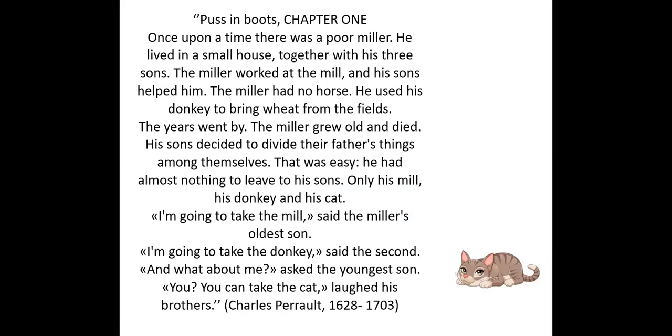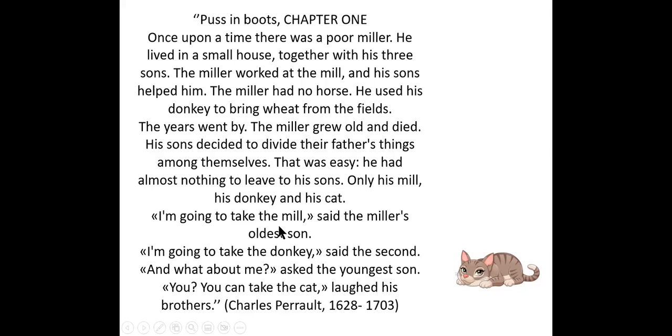The miller had no horse. He used his donkey to bring wheat from the fields. The years went by. The miller grew old and died. His sons decided to divide their father's things among themselves. That was easy. He had almost nothing to leave to his sons, only his mill, his donkey, and his cat.